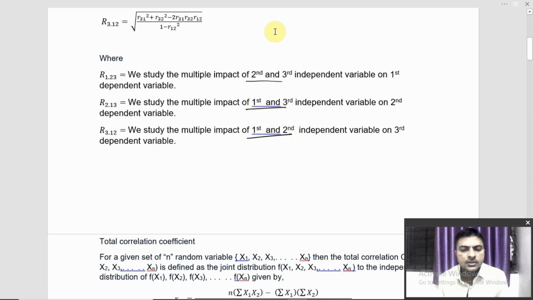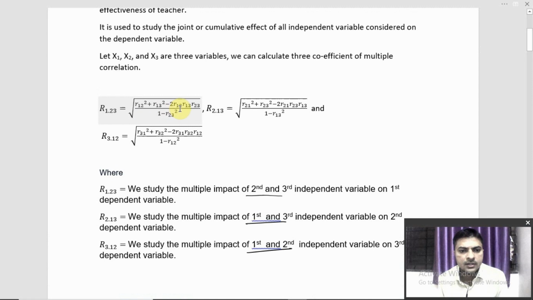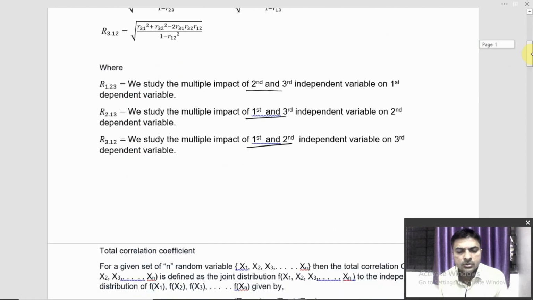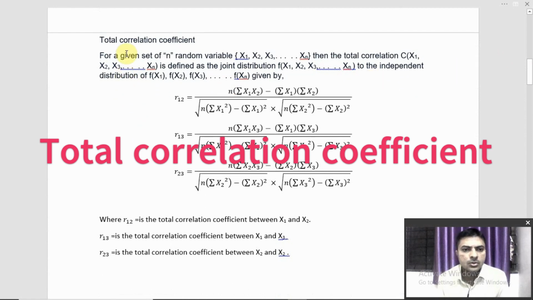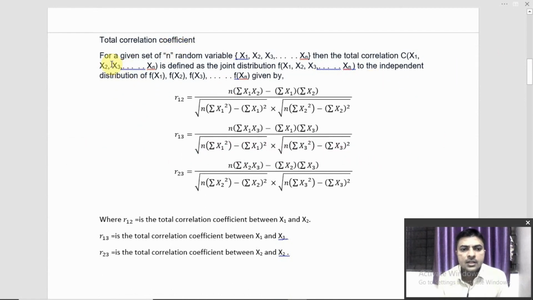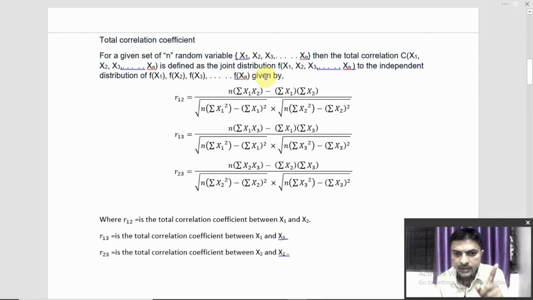Then what are r12, r13, r23? They are nothing but total correlations. So first we should understand the total correlation definition. Here on the screen, students, look on the screen. Total correlation coefficient. Yes, what does it say? For a given set of n random variables x1, x2, x3 till xn, the total correlation C of x1, x2, x3 till xn is defined as the joint distribution function f of x1, x2, x3 till xn to the independent distribution f of x1, f of x2, f of x3 till f of xn, given by.